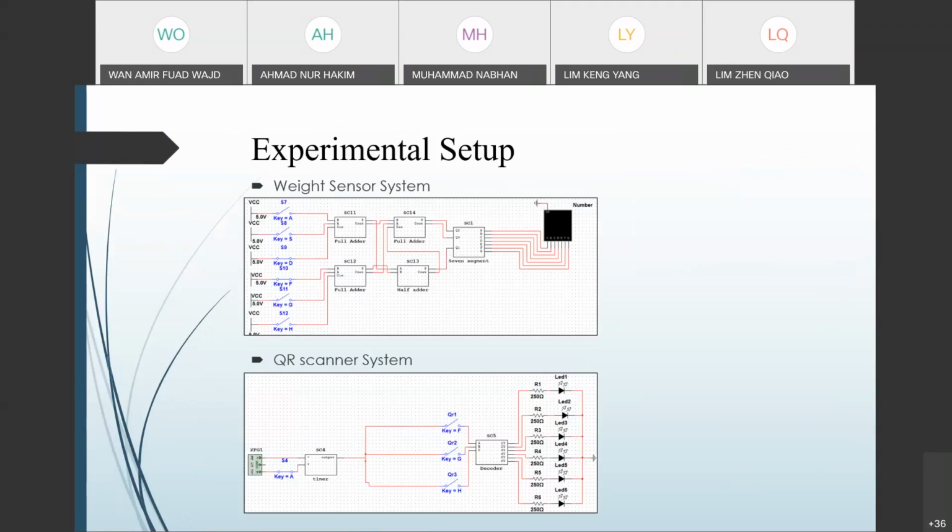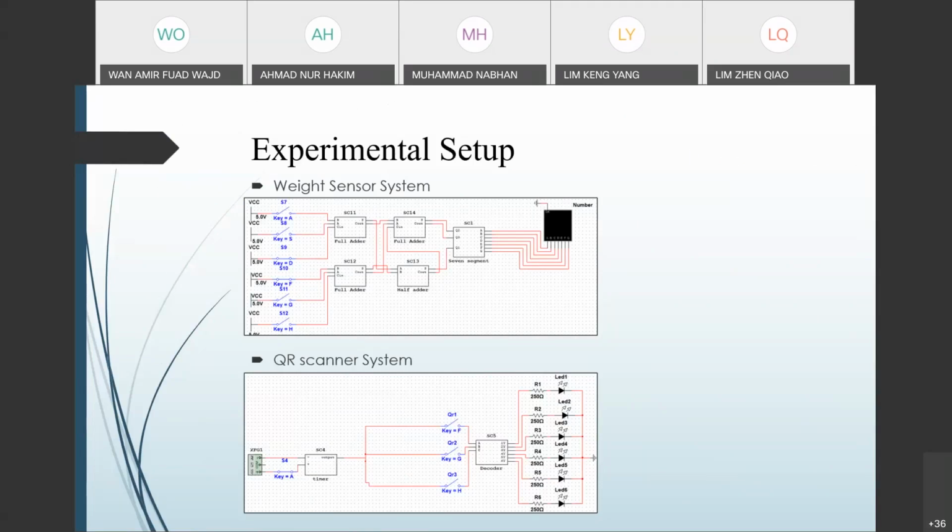As Chen Xiao said, our circuit consists of two parts, that is the weight sensor system and the QR scanner system. As you can see, there are 6 switches on the left, and each switch represents a weight sensor. It means when a parcel is stored in the slot, the weight sensor will be triggered and become a closed circuit. The 7-segment display on the right will show the number of parcels stored in the car.